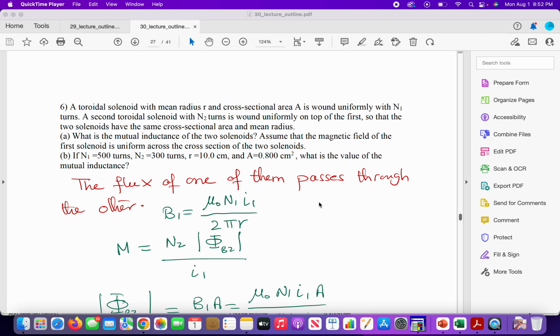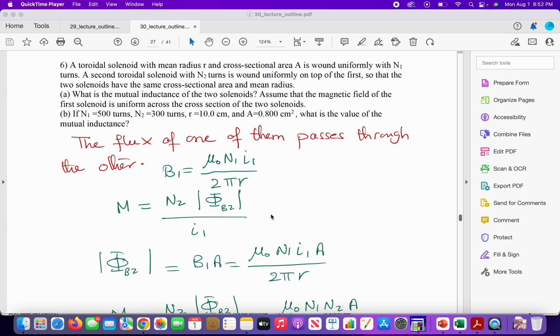If N1 is 500 turns and N2 is 300 turns, and the radius is 10 centimeters and A is 0.8 square centimeters, what is the value of the mutual inductance? Now, I will say the flux of one of them passes through the other, and therefore the magnetic field created from B1 is going to be mu 0 N1 I1 divided by 2 pi r.